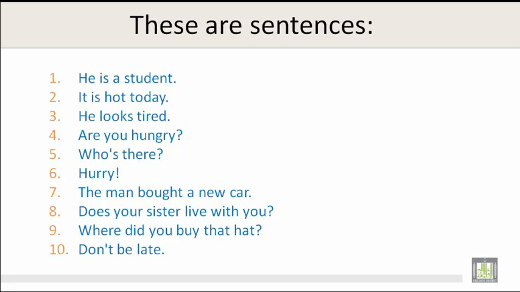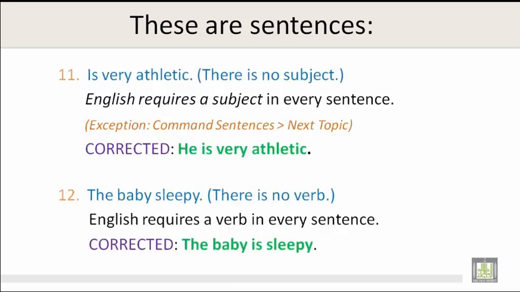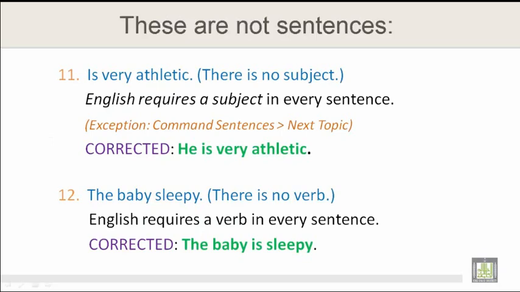Number 7, the man bought a new car. Number 8, does your sister live with you? Number 9, where did you buy that hat? Number 10, don't be late. Number 11, is very athletic. There is no subject. English requires a subject in every sentence. Exceptions are the command sentences.